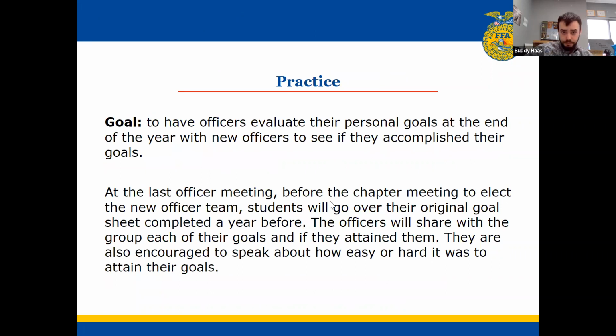So here's an example of a plan of action. The goal for this plan of action is to have officers evaluate their personal goals at the end of the year with new officers to see if they accomplished their goals. The plan of action itself is: at the last officer meeting before the chapter meeting to elect the new officer team, students will go over their original goal sheet completed a year before. The officers will share with the group each of their goals and if they attained them. They are also encouraged to speak about how easy or how hard it was to attain their goals. So based on that goal and that plan of action, what score range would you give for the plan of action? High, mid, or low points?